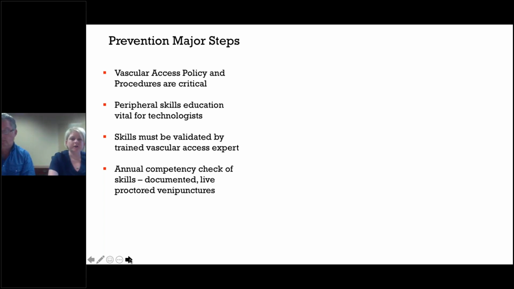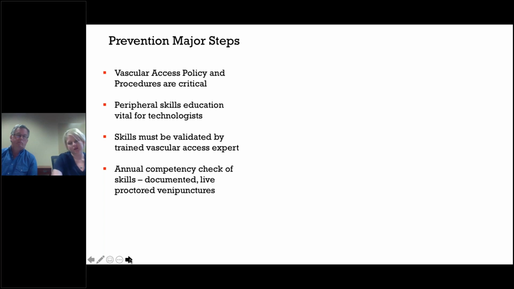The next steps we're going to talk about are prevention, major steps. A good vascular access policy and procedure, those steps are critical. We have to start there and have a core in our departments of a good P&P. Peripheral skills education is vital for technologists. As Stephen said, nurses across the country are mandated every year to do a certain number of hours of vascular access training and return demonstration and have a competency on file. That would be a good step for technologists as well.